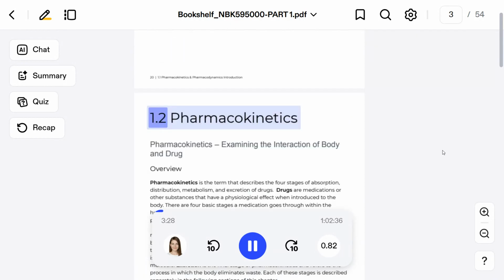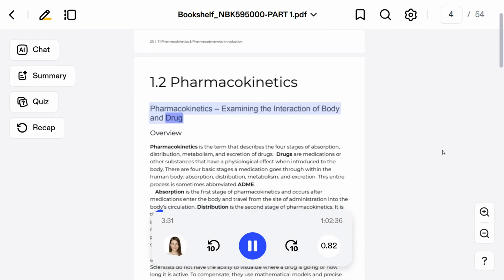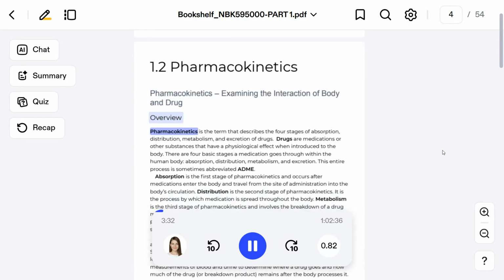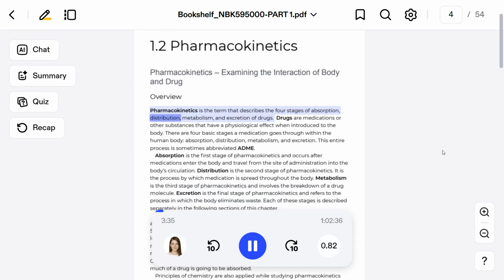1.2 Pharmacokinetics. Pharmacokinetics, examining the interaction of body and drug. Overview. Pharmacokinetics is the term that describes the 4 stages of absorption, distribution, metabolism, and excretion of drugs.